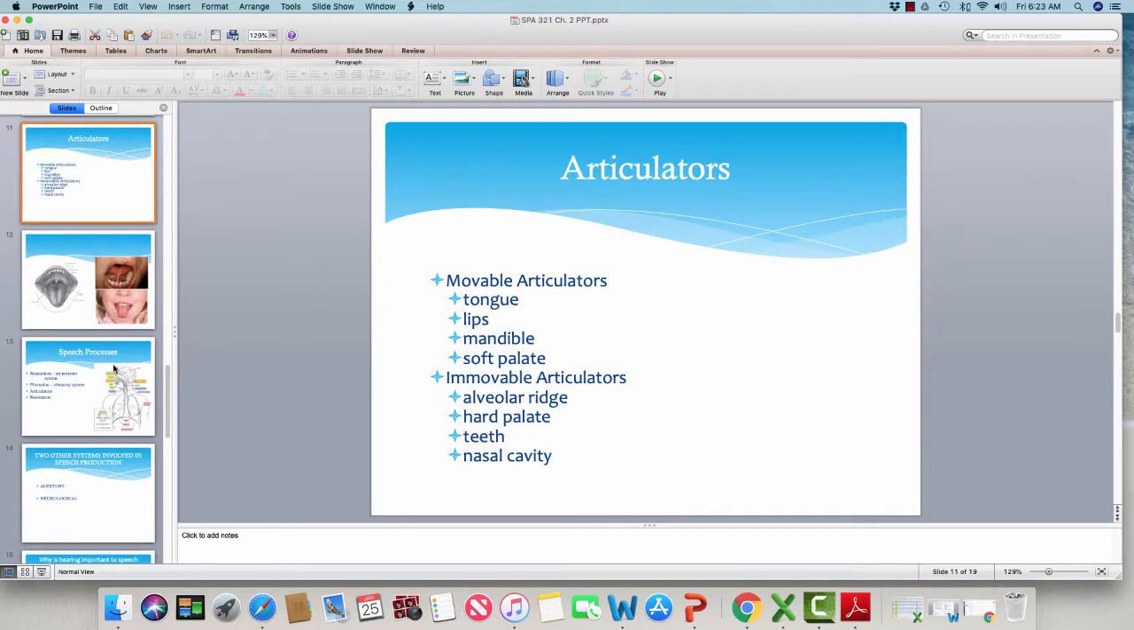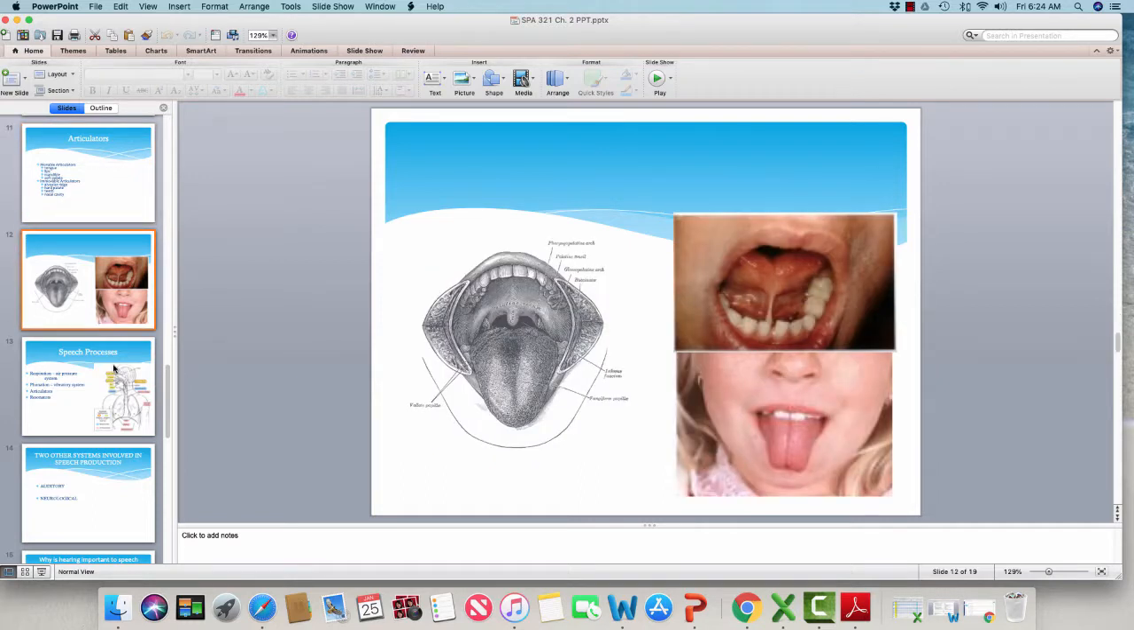So we have movable articulators and immovable articulators. Our movable articulators are, of course, the ones we can move: the tongue, lips, mandible, or jaw for short, in common layman's terms, and the soft palate. The soft palate is in the back of your mouth. Again, that's where your velopharyngeal closure is occurring. So you may not typically think of that as movable, but it is because that velopharyngeal flap is closing on non-nasal sounds. Our immovable articulators are the alveolar ridge, again just behind the teeth, the hard palate, our teeth, and our nasal cavity.